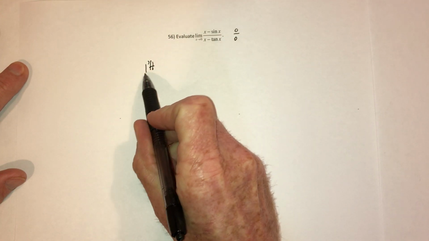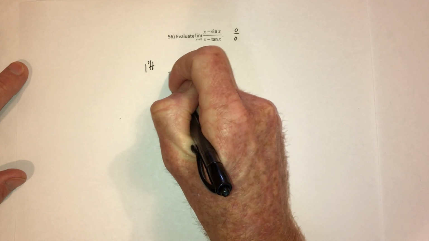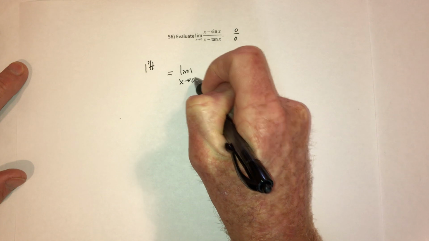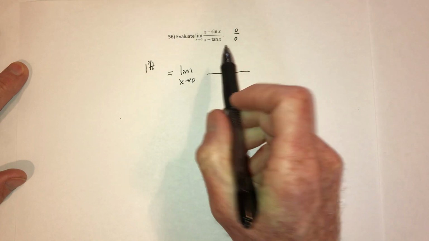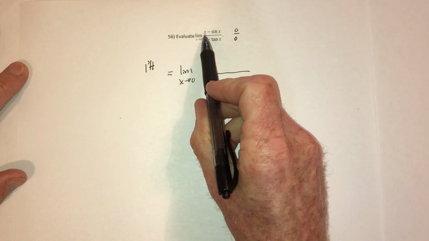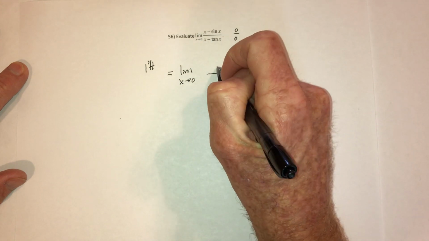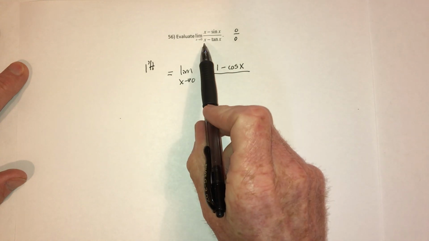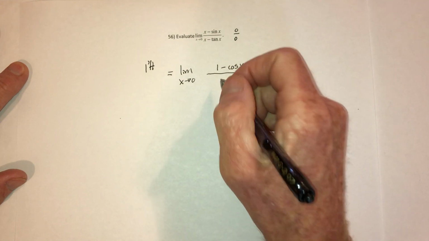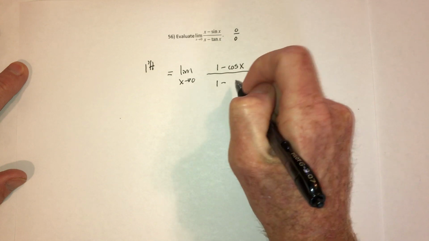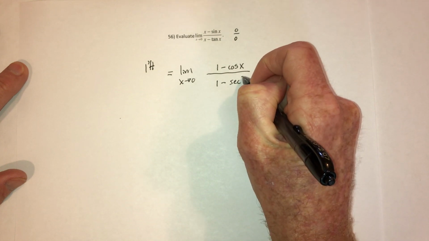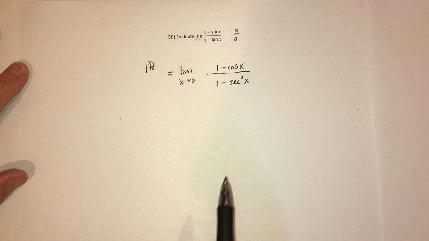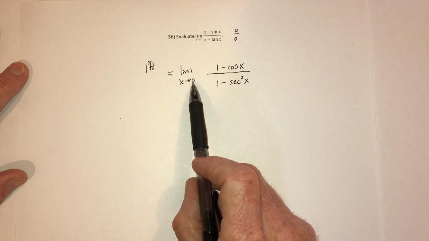So then I like to put a little LH right here for when I'm using L'Hopital's rule. And then you take the derivative on the top, and that would be 1 minus cosine. Take the derivative on the bottom, that would be 1 minus the derivative of tangent, which is secant squared. And then try to plug in a 0 again.